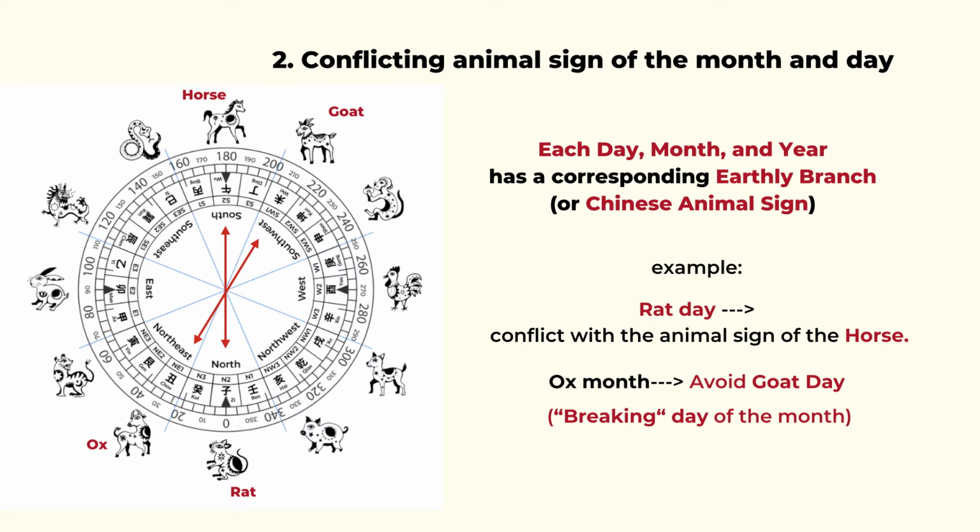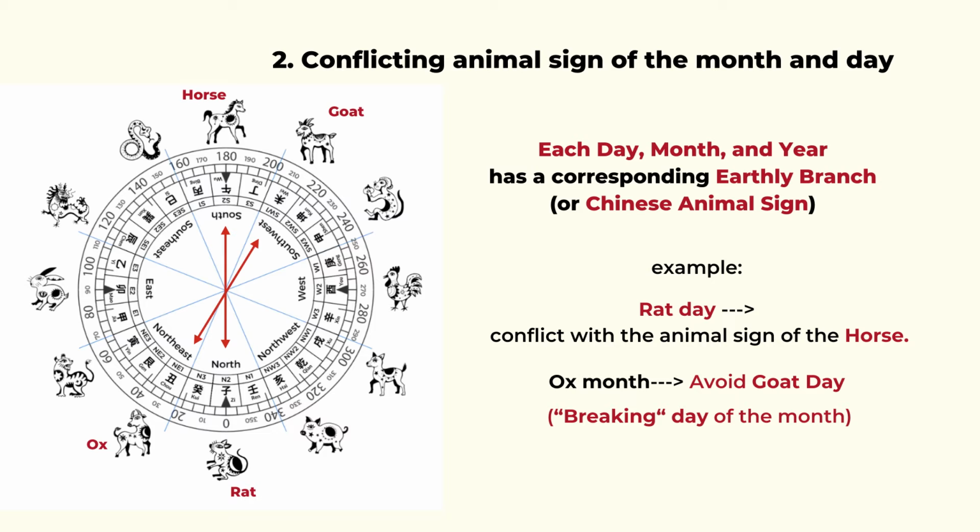Now we know the basic conflicts of the animal signs. We can avoid the conflict. For example, if your animal sign is a horse, you want to avoid the rat day. And the rat is Zi in the earthly branches. So if you want the best energy, you should avoid the rat day or the Zi day. Another way is to look at the animal sign of the month. For example, January 2024 is the ox month. So opposite to the ox is the goat. So we should avoid the goat day.